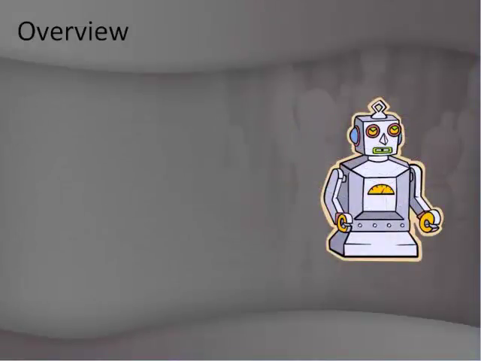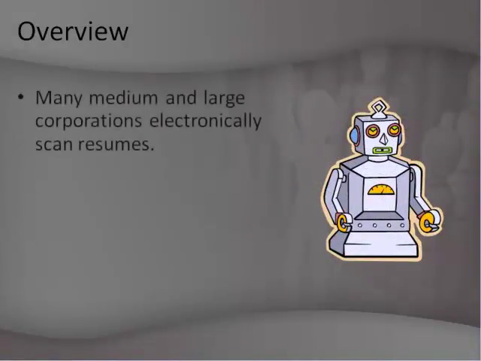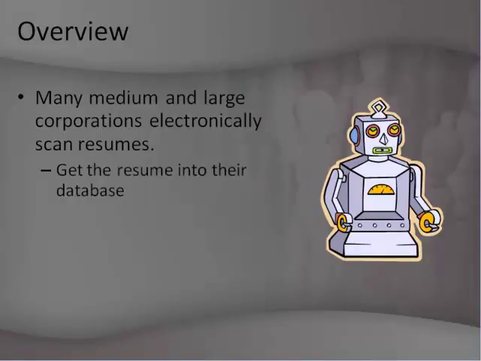So first off, in our overview, I want to mention that about 2/3 of all medium and large corporations electronically scan the resumes that they receive. That is a pre-screening process, and it serves two purposes. The first is to get the submitted information into the company's HR database. This information is then used to help fill future job openings. So they want to have that on file anyway for, maybe it doesn't match something that they've got right now, but it might match something later on.